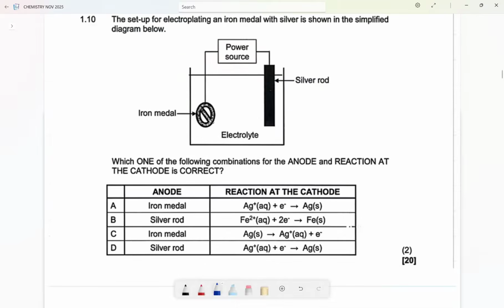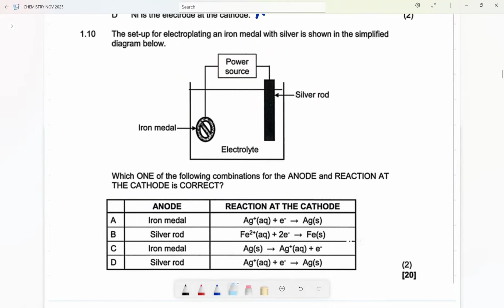Hopefully that is clear. So the setup for electroplating an iron metal with silver, it's very important that you highlight what we will be electroplating with, is simplified here. So remember what we are forming. We are forming at the cathode. Remember, if we are trying to electroplate the iron metal, it means this should be the cathode. Always we are forming at the cathode, then this should be an anode. And then at the anode, we should have whatever we want to deposit in here. So it means we are supposed to have silver like that.